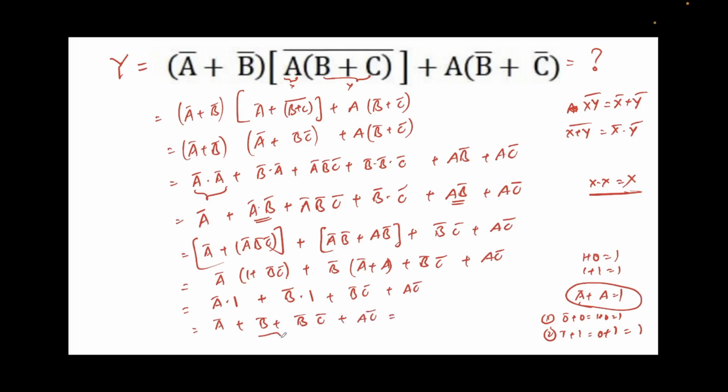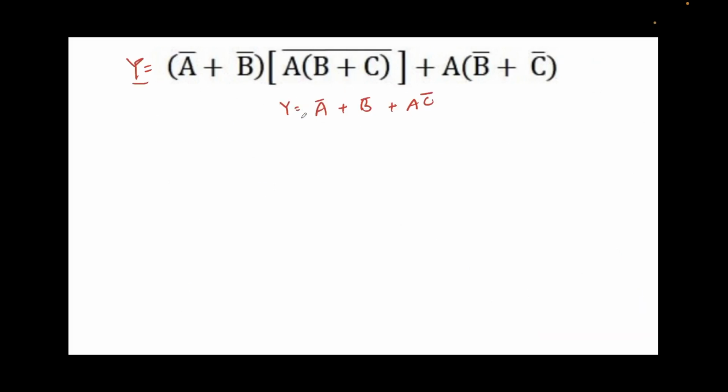Now look at these two terms. I can take b bar common again. So it will be a bar plus b bar into 1 plus c bar plus a c bar. Now this will come a bar plus, again 1 plus something is nothing but 1 itself. So a bar plus b bar plus a c bar.